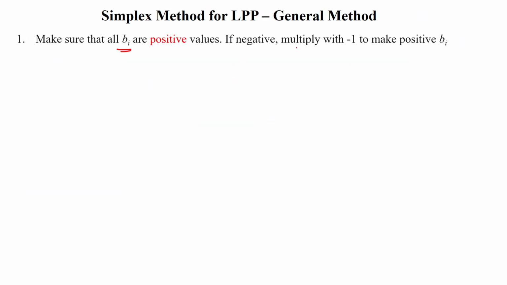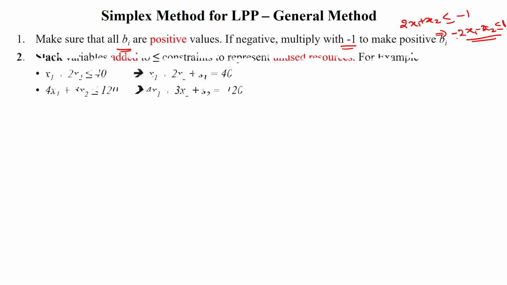If it is negative, we have to multiply that entire equation by -1 to make b positive. For example, if you have 2x1 plus x2 less than or equal to -1, then we multiply this entire equation by -1, and it becomes minus 2x1 minus x2 less than or equal to 1. Like this, we transform the negative value into a positive value.